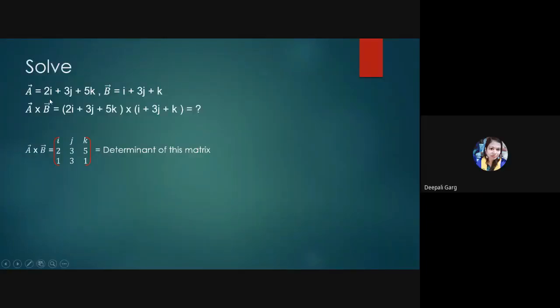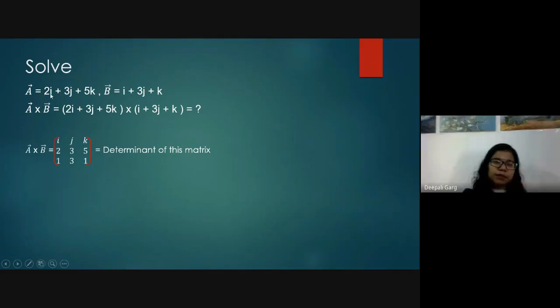So can you find the cross product of A vector and B vector, given that A vector is 2 i cap, 3 j cap and 5 k cap, and B vector is i cap plus 3 j cap plus k cap. Can you calculate their cross product? If you do not have any clue, you have to just make this matrix. First row is i cap, j cap, k cap. Then you have to fill like this: 2, 3 and 5. 2 under i, 3 under j and 5 under k. Similarly, 1 under i, 3 under j and 1 under k. And you have to find the determinant of this matrix. So can we do it? So what will be the answer?